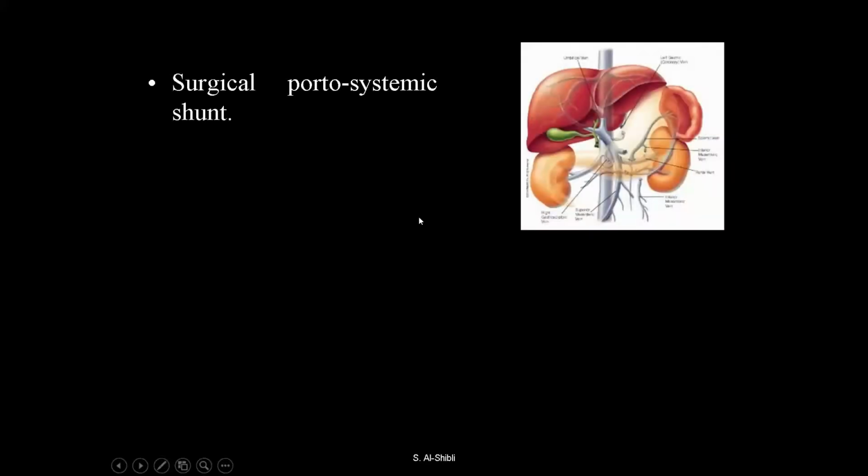So the surgical portosystemic shunt. What is the surgical? We, the butchers, the surgeons, sometimes we create a shunt between the portal circulation and the systemic circulation. The idea is to relieve the high pressure in the portal hypertension.